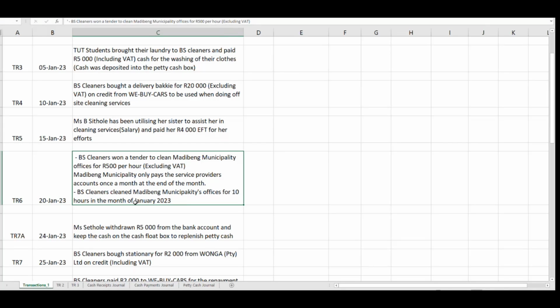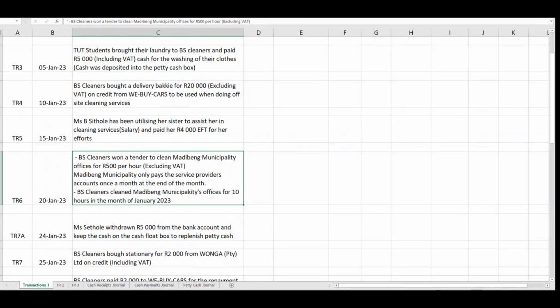So transaction number 6. BS Cleaner won a tender to clean Madibeng municipality offices. Municipality only pays the service providers' accounts once a month, at the end of the month. BS Cleaner cleaned Madibeng municipality offices for 10 hours. Cash receipts journal, cash payment journal, or petty cash journal. Who wants to give it a try? Let me try. I think it's a cash receipt journal because they are paying us 500 per hour.